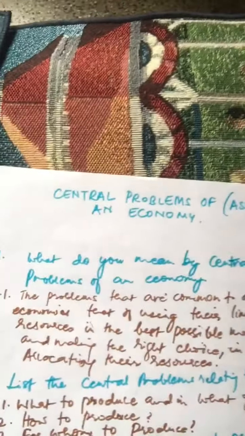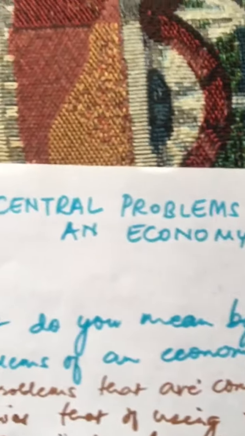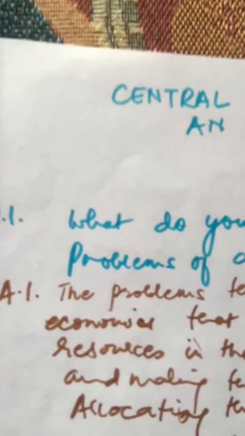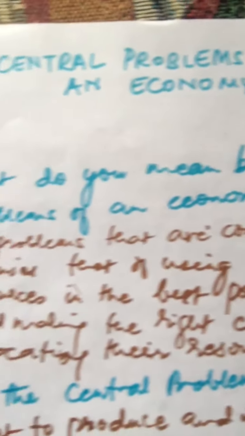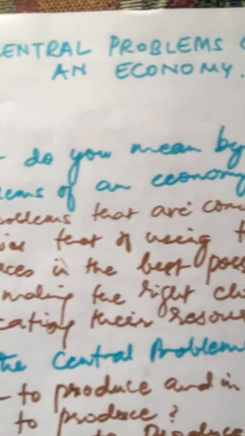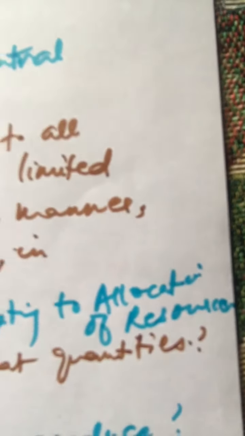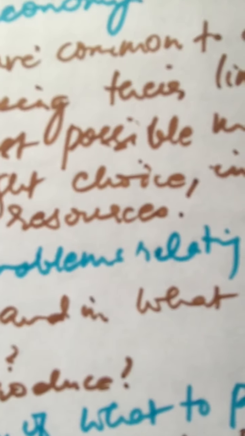After doing that, most important is coming to the assignment number 7 that I'd given you earlier on central problems of an economy. Question number 1, what do you mean by central problems of an economy? The answer is the problems that are common to all economies, that of using their limited resources in the best possible manner and making the right choice in allocating their resources.